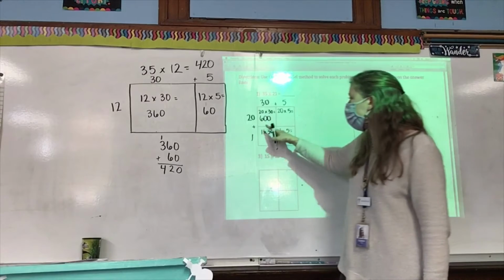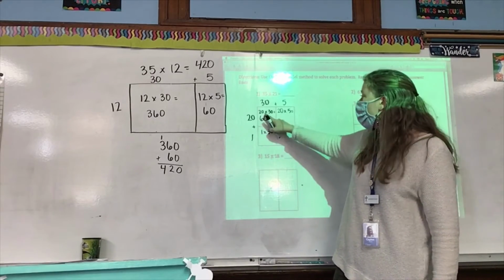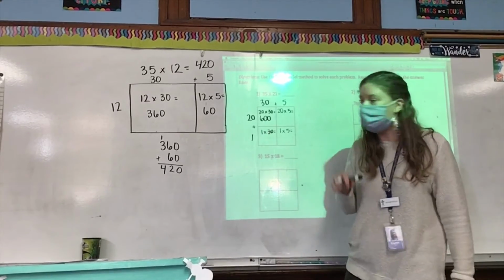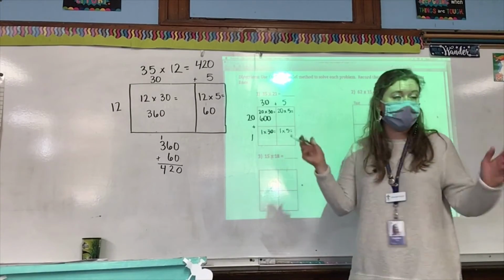Because our basic fact is 2 times 3, which equals 6. We have 2 zeros at the end of our factors, so we put 2 zeros at the end of our product. So 20 times 30 is 600.